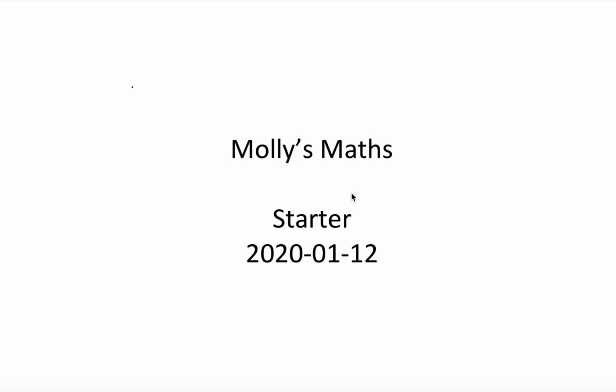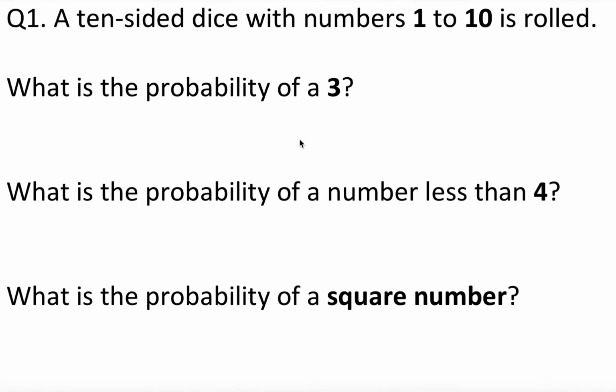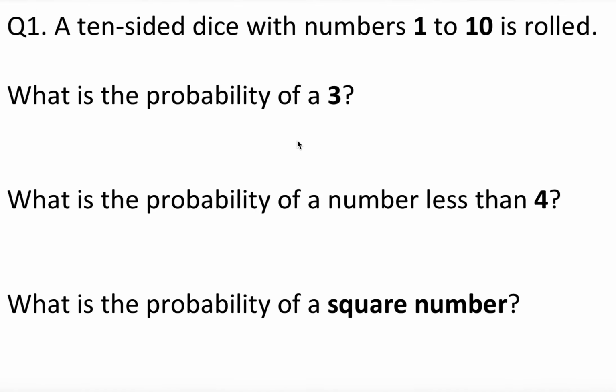Let's move on to question one. I think some of the questions today are going to be quite challenging. Right, question one. This is really about a dice. A normal dice has six numbers, but for this question we've got a 10-sided dice with numbers 1 to 10 rolled. So, what is the probability of rolling a three?